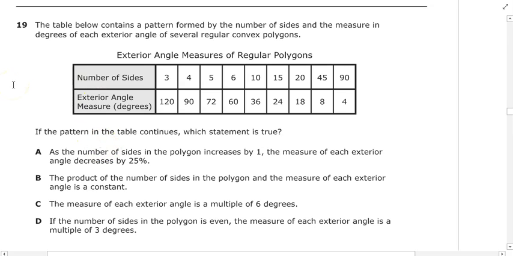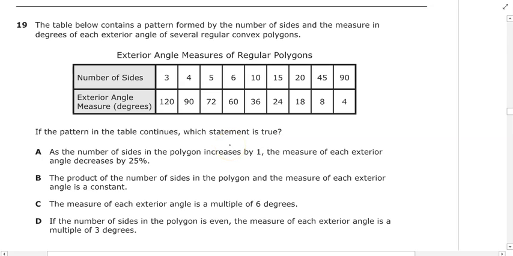So I see here as the number of sides increases from 3 to 90, so from a triangle all the way to a 90-gon, the exterior angle measures should be getting smaller and smaller and smaller. And that's exactly what's happening there. If the pattern continues, which statement is true?